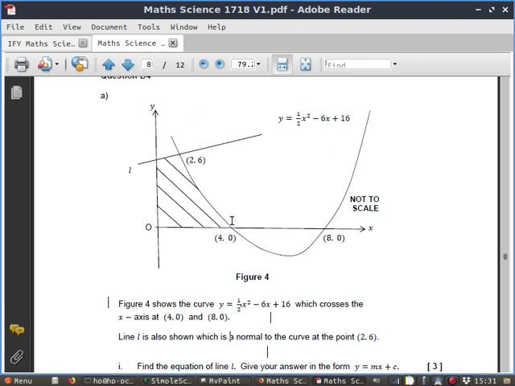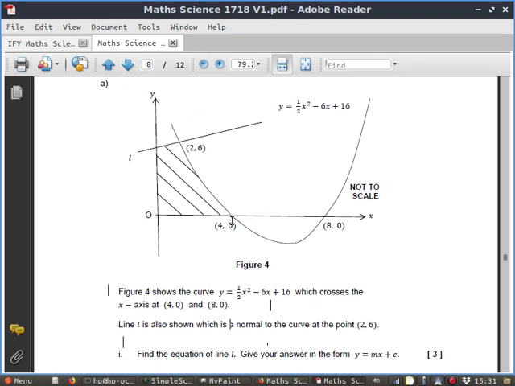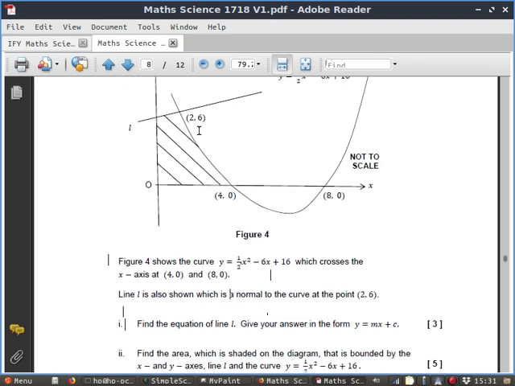So, something else for 8 marks. Find the equation of this line L, and this line L is probably normal or something like that, and then they ask you to find the area. A lot of work or a little work? A lot. How many marks? 8. Yeah, I'll never do this.